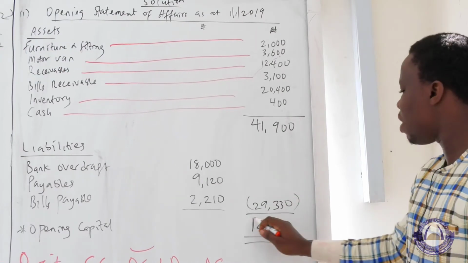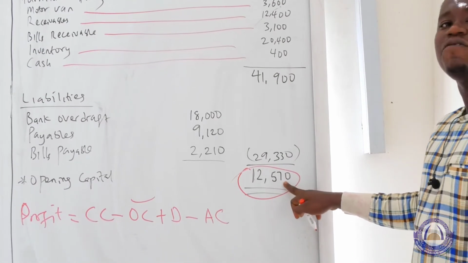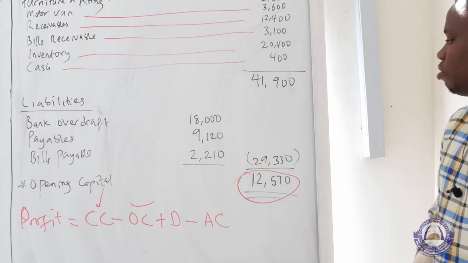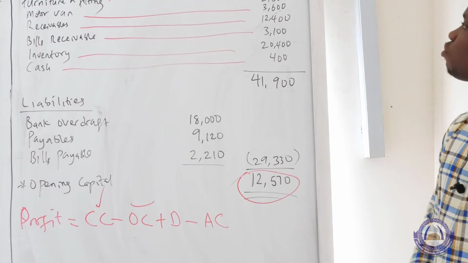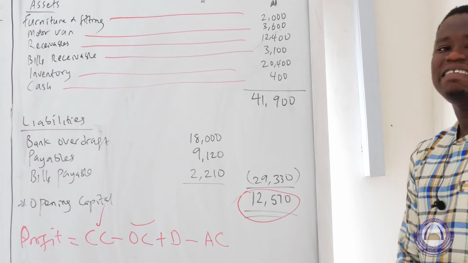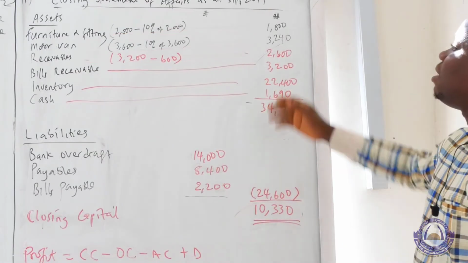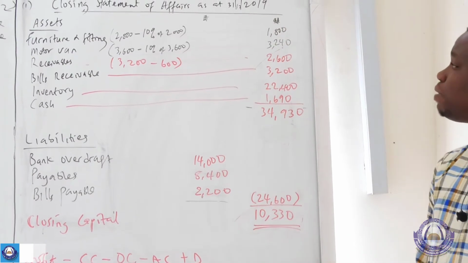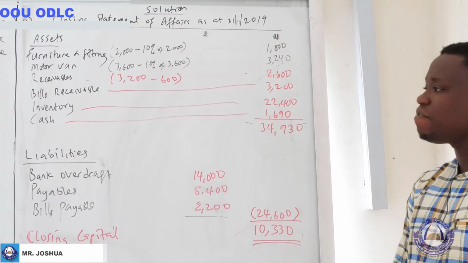Now, we've been able to ascertain our opening capital, which is 12,570 naira. The next component of the profit equation, or the next variable, is the closing capital, which we have to determine by preparing the closing statement of affairs as at 31st December 2019. All right, now the next thing is for us to ascertain our closing capital, and to get that we have to prepare the closing statement of affairs.